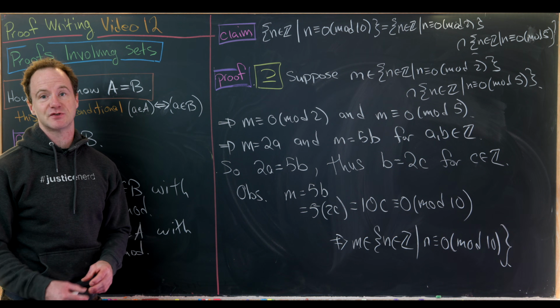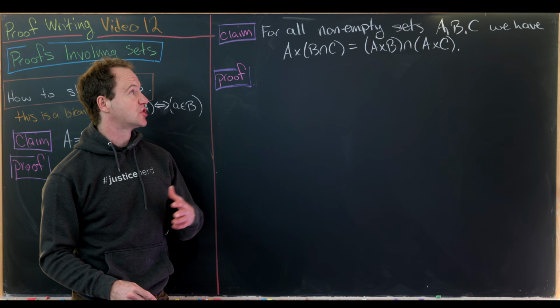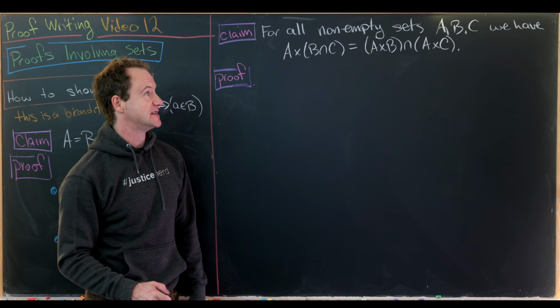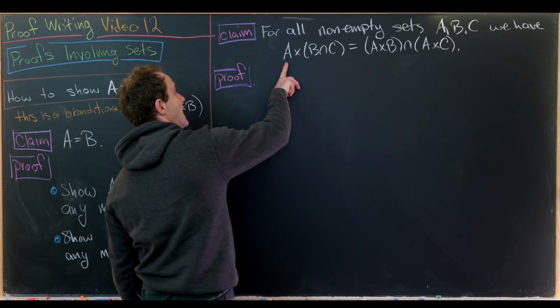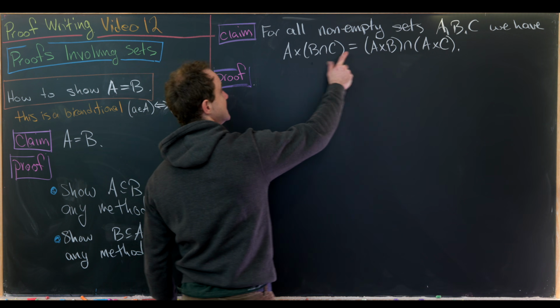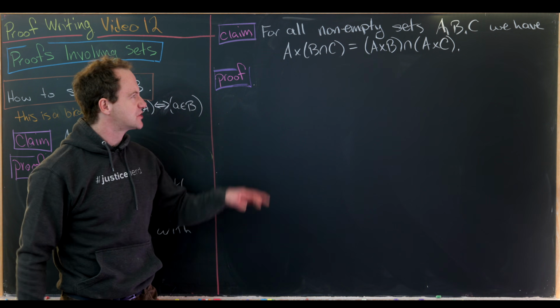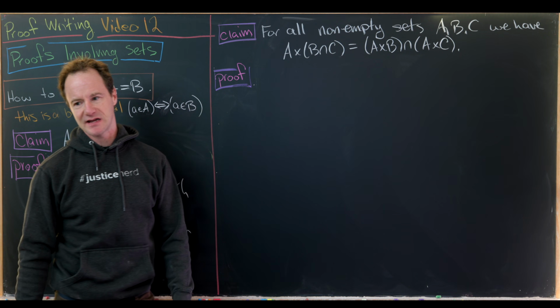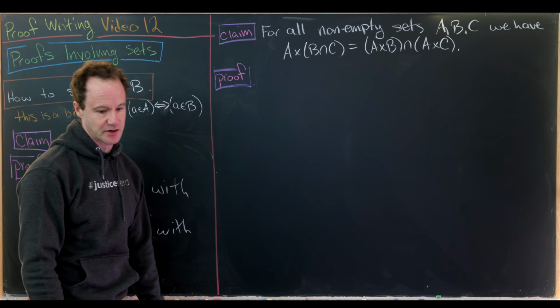Now let's do a more abstract example. So we'll start with any non-empty sets A, B, and C, and we'll show that A cross (B intersect C) is equal to (A cross B) intersect (A cross C). So in other words, this cross product has a nice distributive property over the intersection.